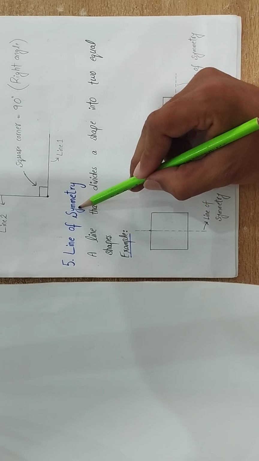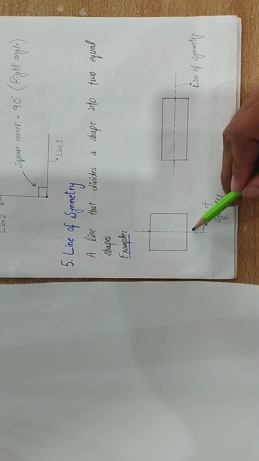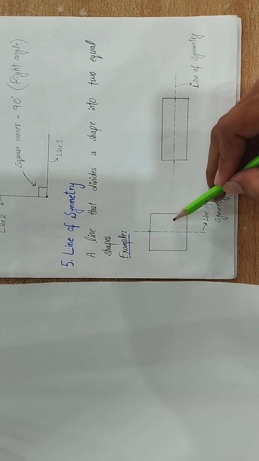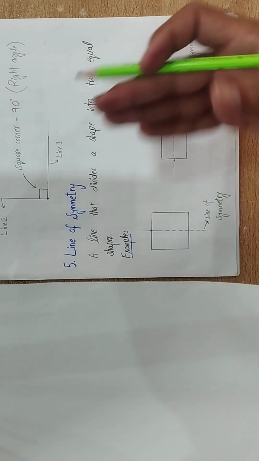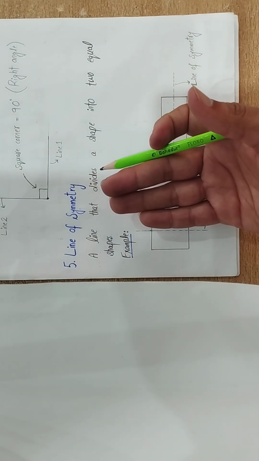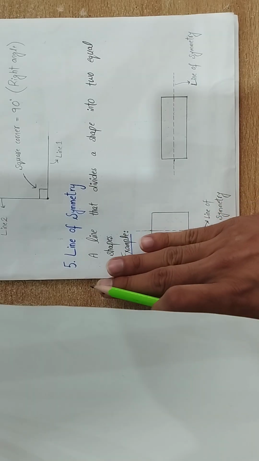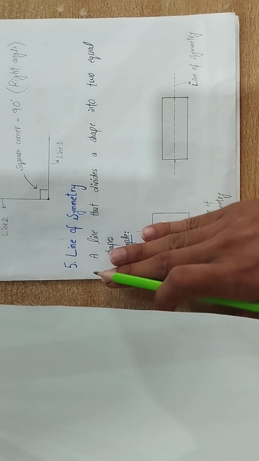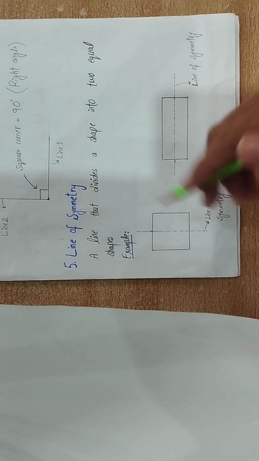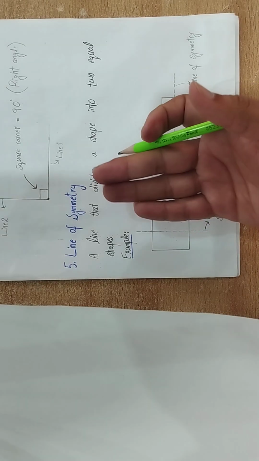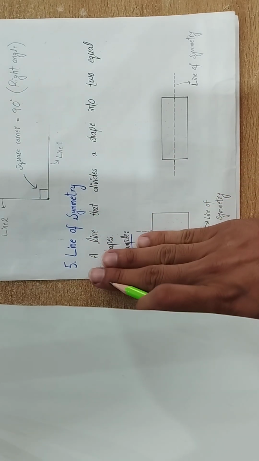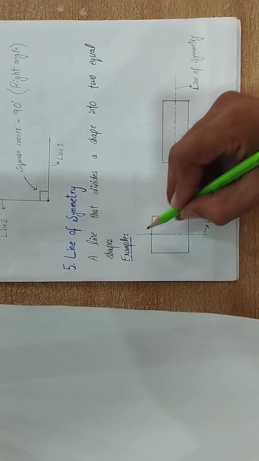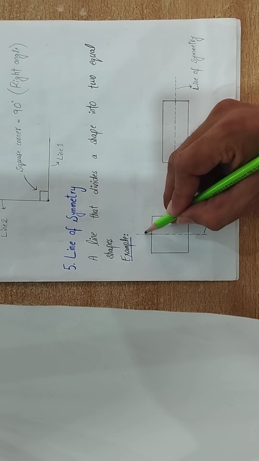Line of symmetry means a line which divides the shape into two equal shapes, into exactly two equal parts, such that if you take one part and put it on top of the second part, they must exactly fit onto each other. Like, this is the line, and if we fold this part along this line, it must exactly fit on the second part, then that line will be the line of symmetry.